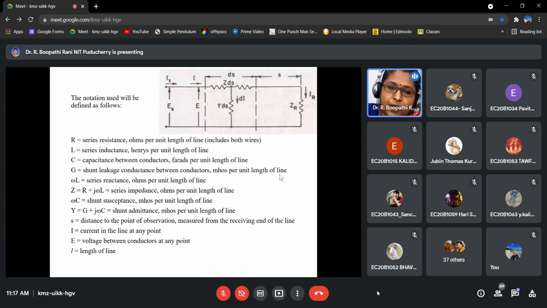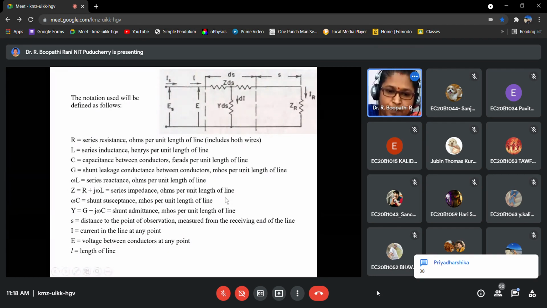Then if you want to find the series reactance, omega L is the series reactance, that is ohms per unit length of a line. So series impedance, how will we write? Resistance plus reactance. So Z equal to R plus j omega L is the series impedance, ohms per unit length of a line.